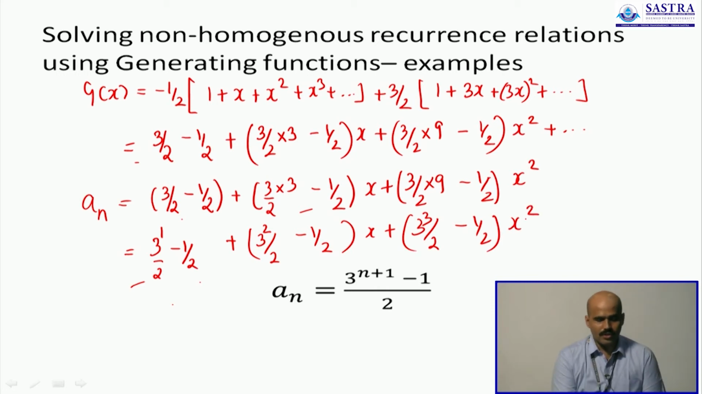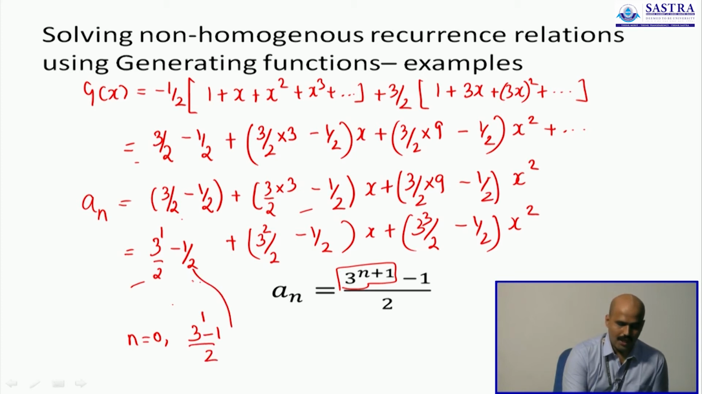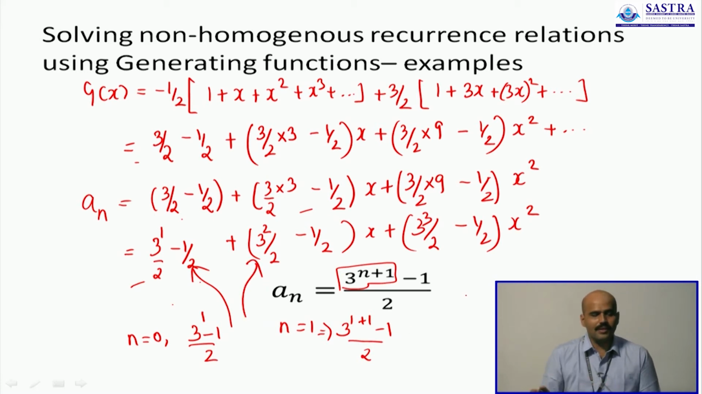So the coefficient is going to be of the form 3 to the power of n plus 1 minus 1 by 2, because if n is 0, I have 3 to the power of 0 plus 1, that's 3 minus 1 by 2. It happens here. If n is 1, I have 3 to the power of 1 plus 1 minus 1 by 2, that happens here, and then so on and so forth. You can build the sequence.